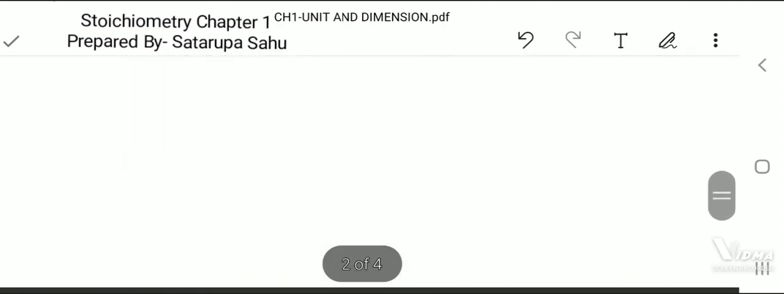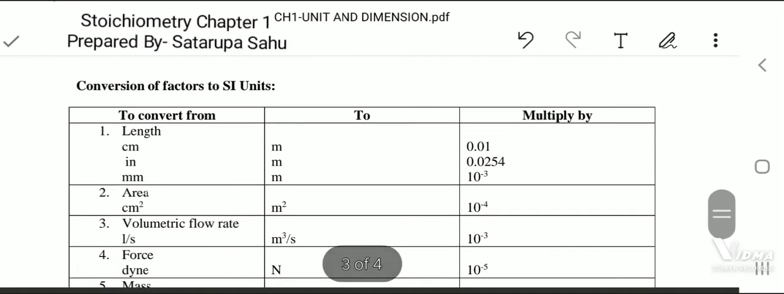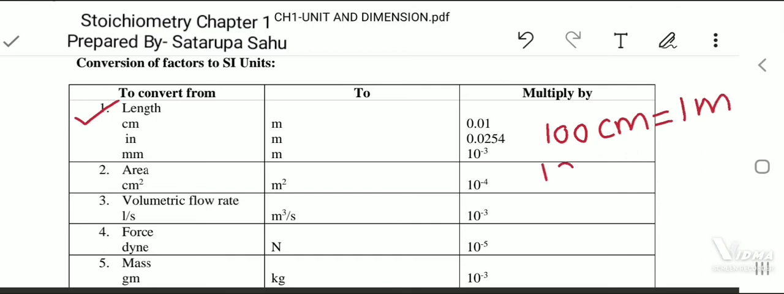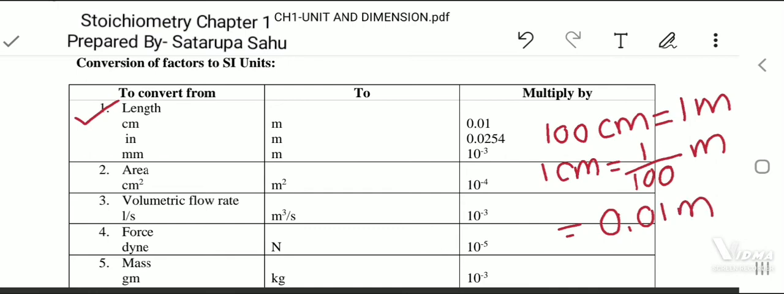Now let's come to the conversion factor to SI units, meaning how we convert one unit to another unit. For example, in length, you have to convert centimeter to meter. How are we going to convert? We know 100 centimeter equals 1 meter. So 1 centimeter will be equal to how much? 1 divided by 100 meter, that will be equal to 0.01 meter. So 1 centimeter is 0.01 meter.